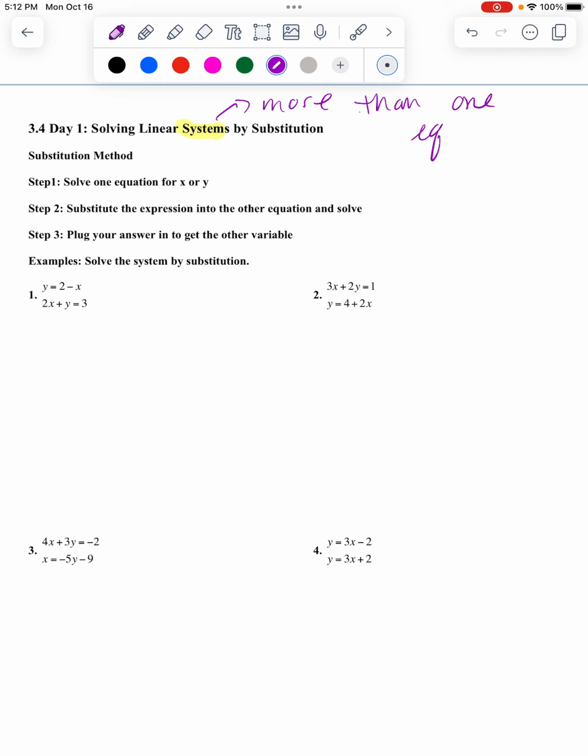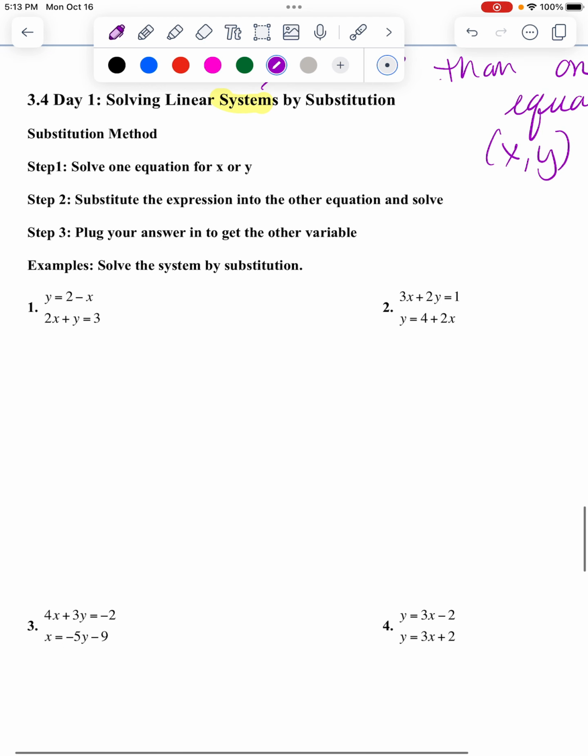So you have more than one equation you're trying to solve simultaneously. And so again, when it says to find the solution, you're looking for an x and a y that makes both equations true. So these are the steps you're following to do substitution.